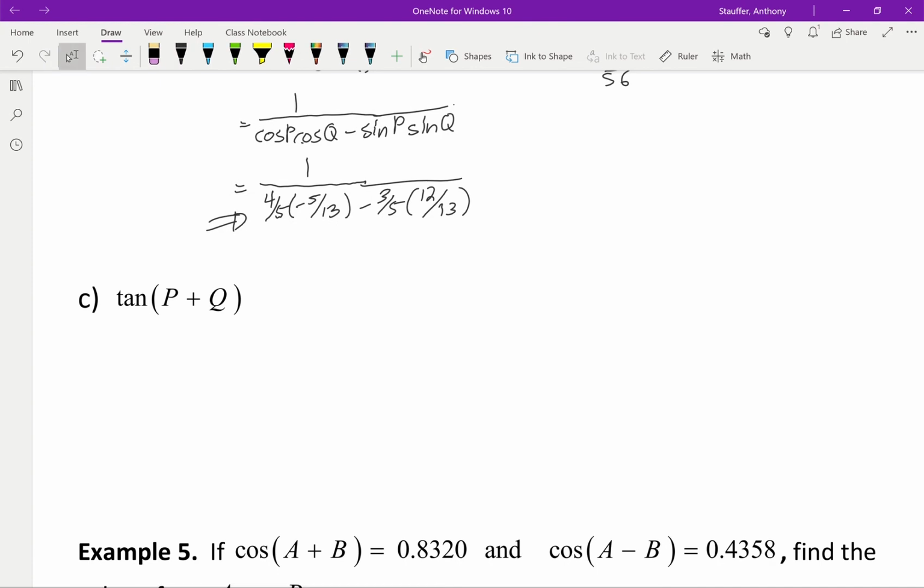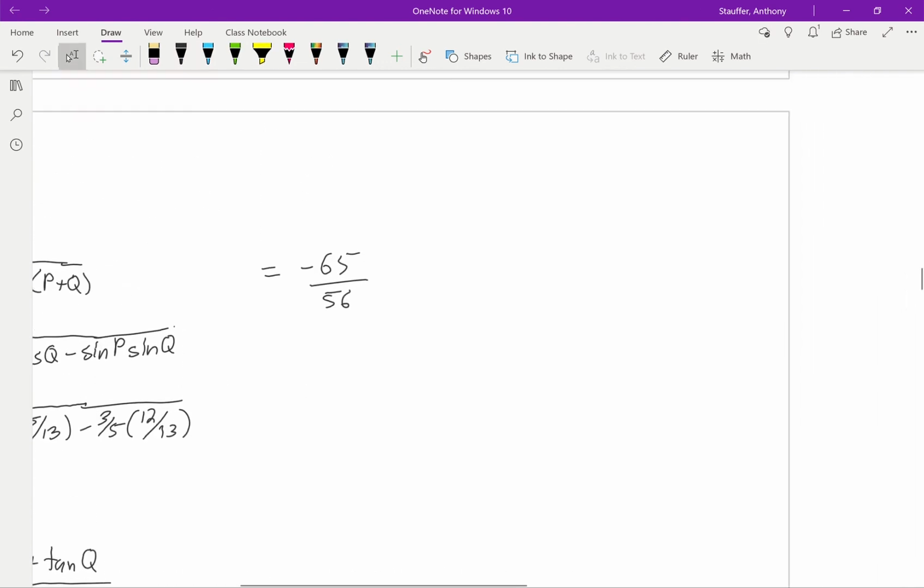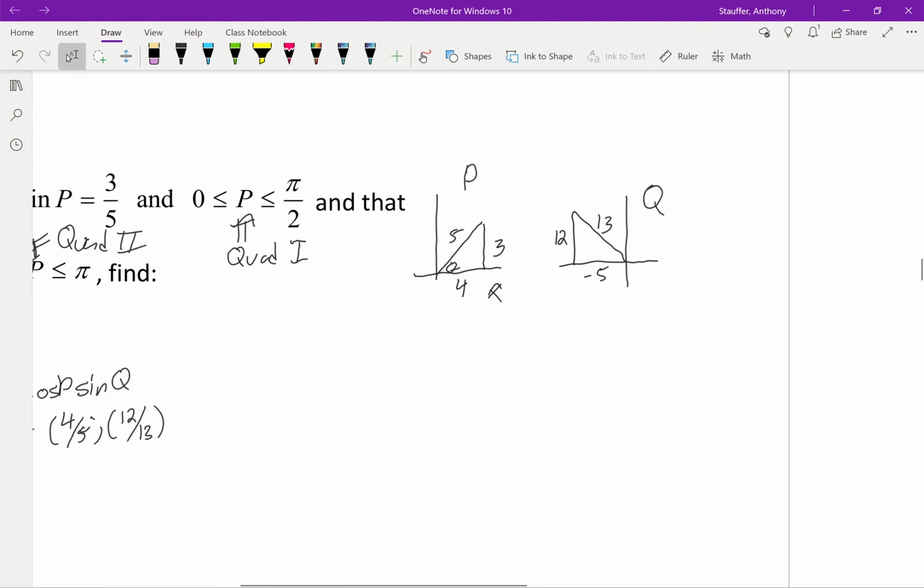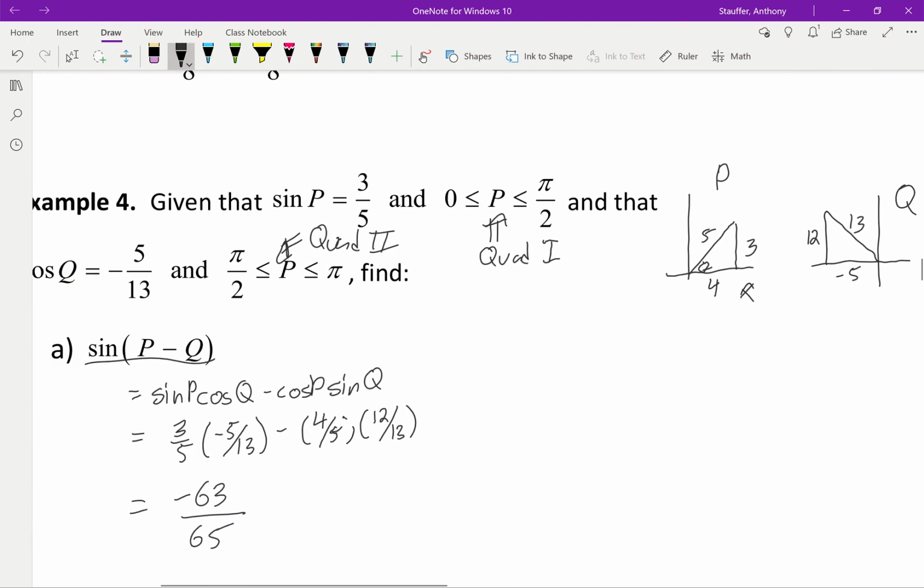Tan of p plus q. Well, for this one, we're going to get tan p plus tan q all over 1 minus tan p tan q. Now, I'm going to quickly go back up here, and we're going to notice that the tan of p is opposite over adjacent. So that's going to give me 3 over 4, and q is going to give me negative 12 over 5. So that's just quickly looking back at the triangles right there.